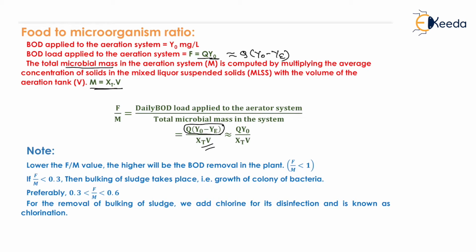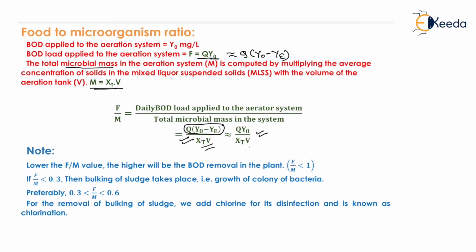But the YE value is very small, that's why we generally take it as Q into Y naught upon XT into V. But if YE is given in the question, then you need to use this equation, that is Q into Y naught minus YE upon XT into V. Otherwise, if YE is not mentioned in the question, then you will use the formula Q into Y naught upon XT into V.